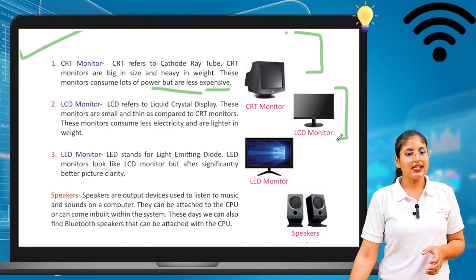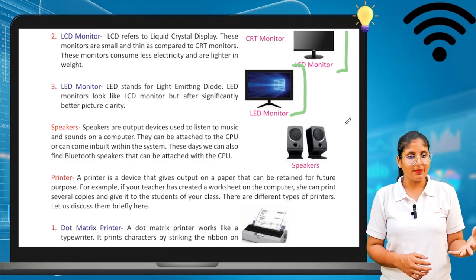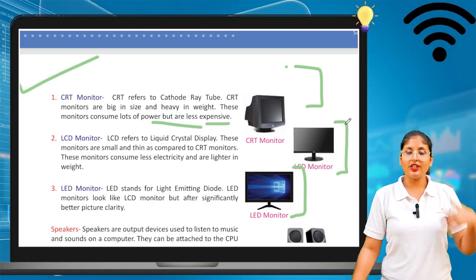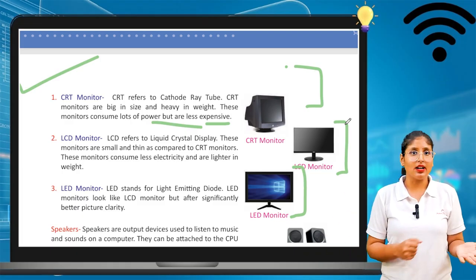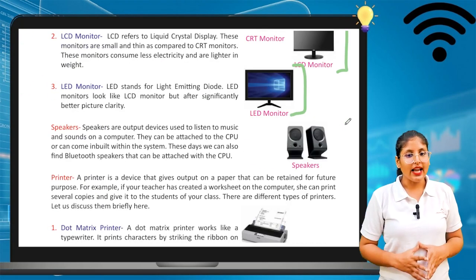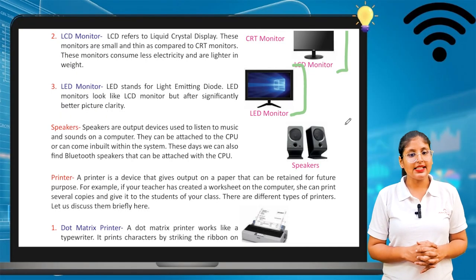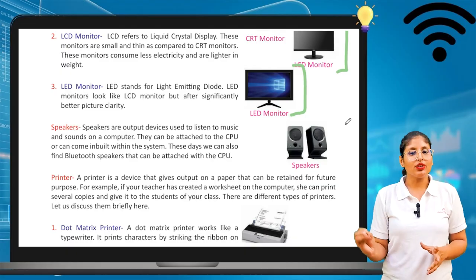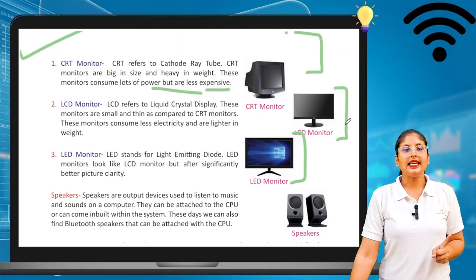Third is LED monitors. LED monitors are the most advanced version of monitors. See the transformation in technology. First CRT monitors, then LCD monitors, and nowadays LED monitors are being used. LED stands for light emitting diode. LED monitors look like LCD monitors but have significantly better picture clarity. So in LED monitors you can get better picture quality. That is the main difference between CRT, LCD and LED monitors.